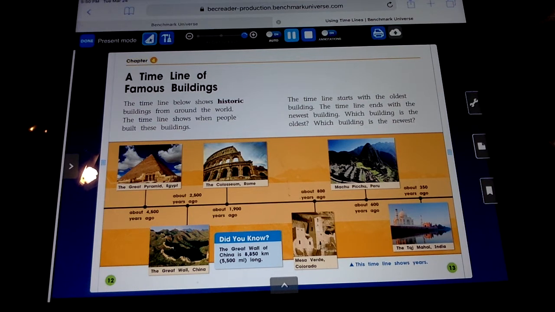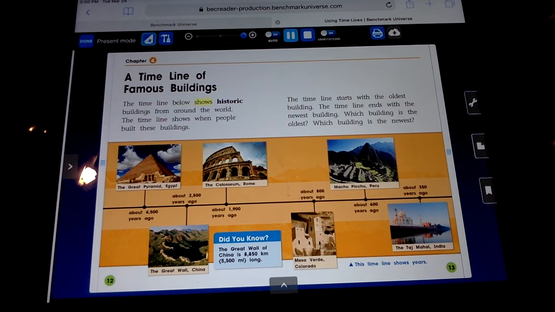Chapter 4. A timeline of famous buildings. The timeline below shows historic buildings from around the world. The timeline shows when people built these buildings. The timeline starts with the oldest building. The timeline ends with the newest building. Which building is the oldest? Which building is the newest?